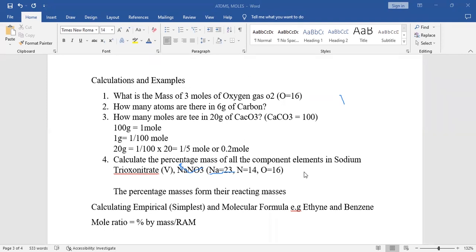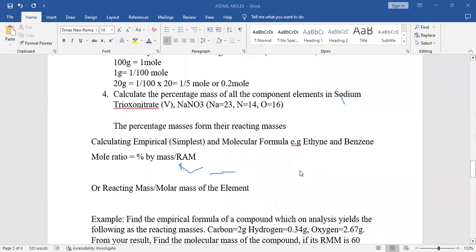Let's move on. So the percentage masses that we just calculated with this question are important in calculating the empirical and molecular formula of any substance. It is important that we know that the empirical formula is the simplest formula of that substance or compound, while the molecular formula is the definite formula. The example I gave you is ethyne and benzene.